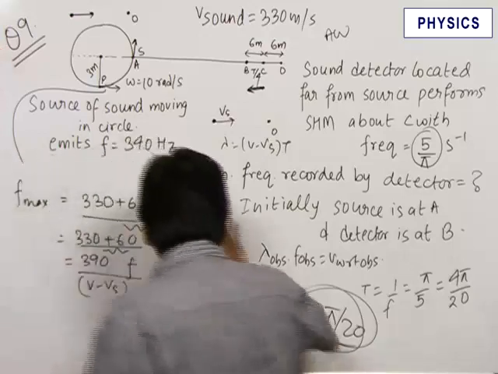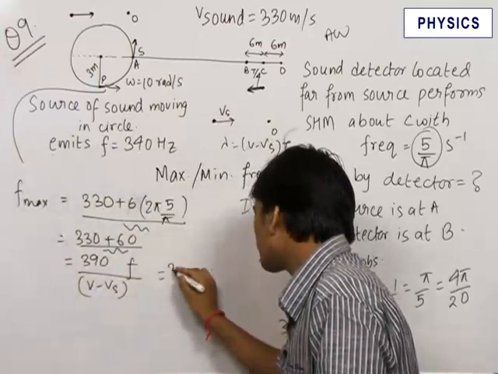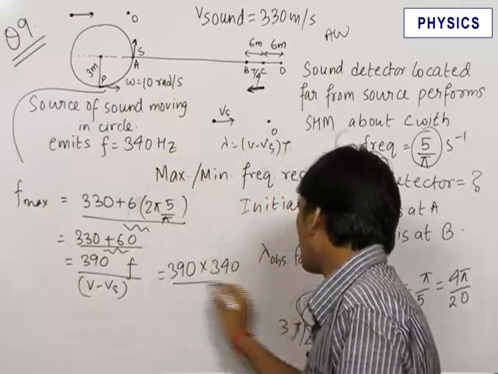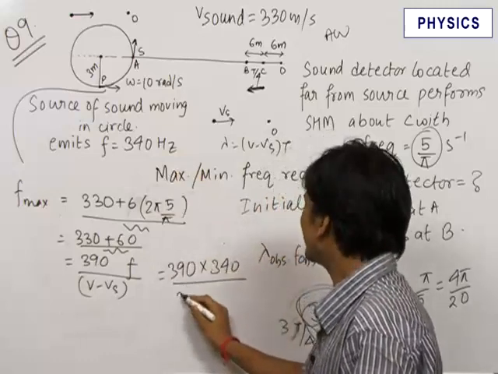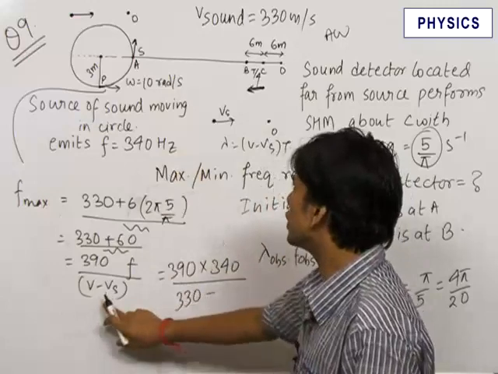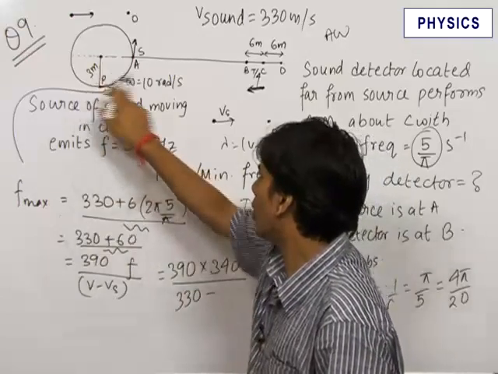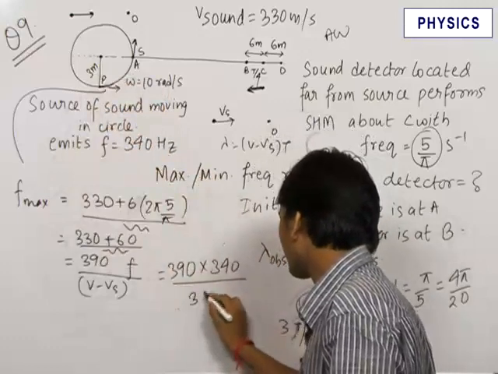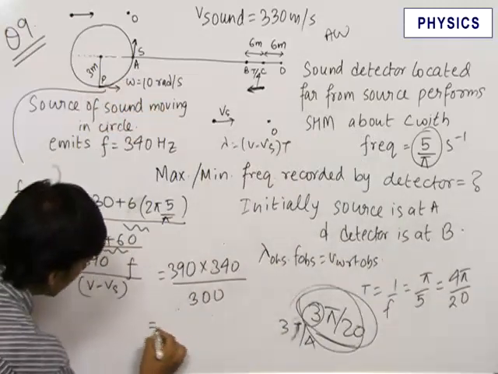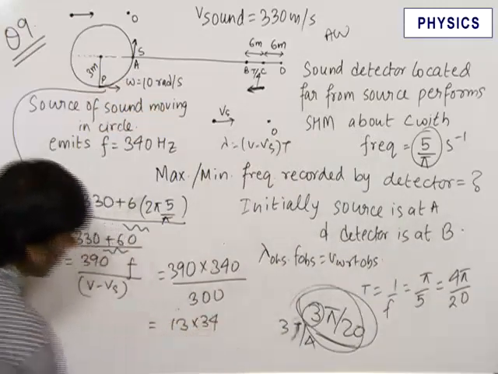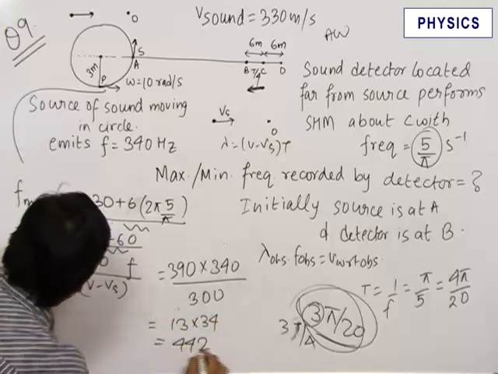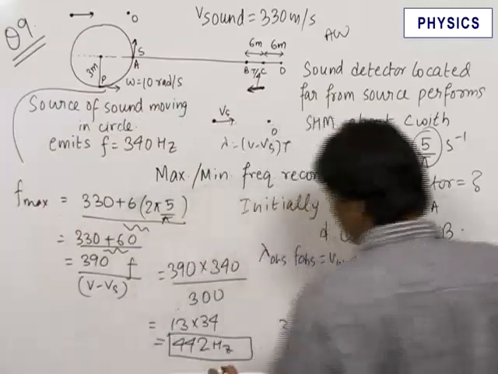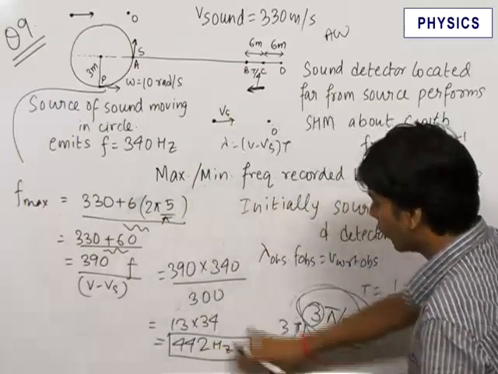Now on substituting the values over here, we get this is equal to 390 into the frequency of source, that was 340, upon velocity of sound, that is 330, minus velocity of source, that is equal to omega r again, that is 10 into 3, that is 30 again, therefore we write this as 300. This becomes equal to 13 into 34, that is equal to 442 hertz. So our answer for maximum frequency comes out to be equal to 442 hertz.